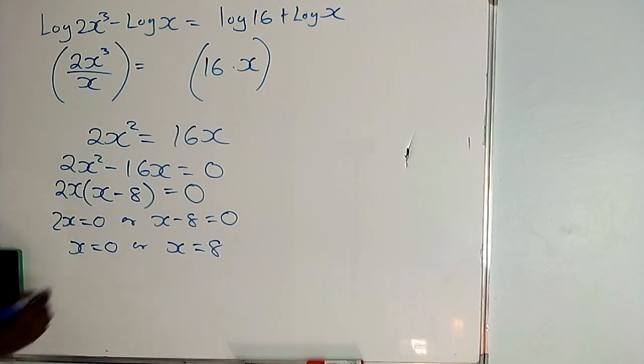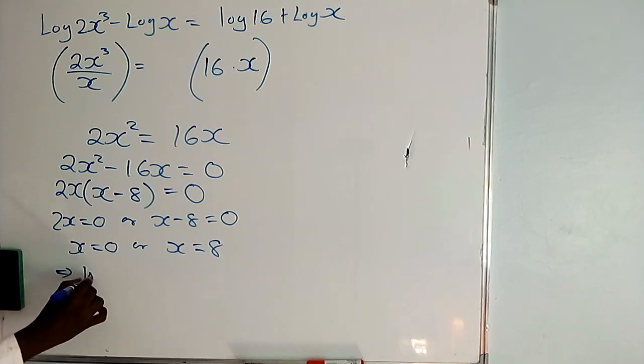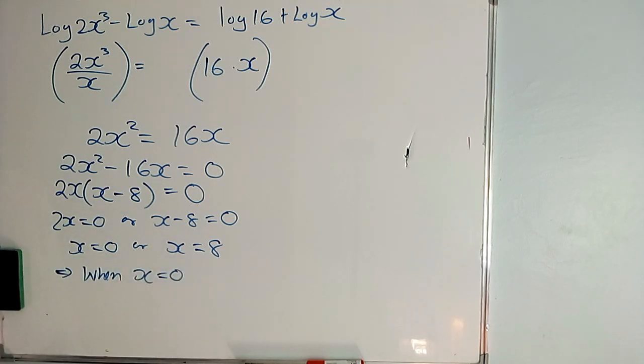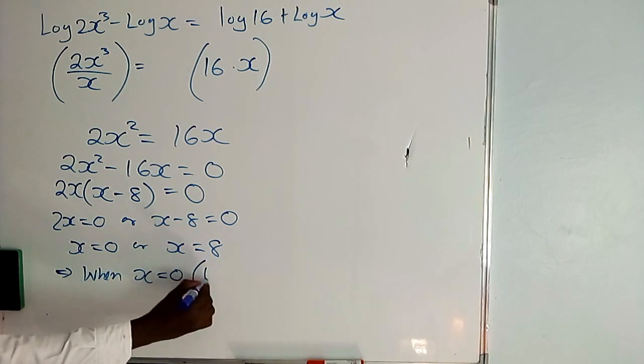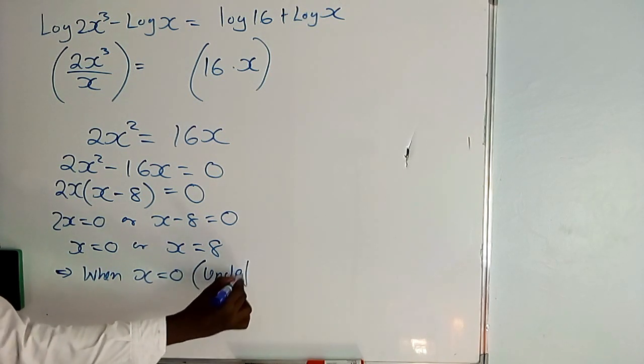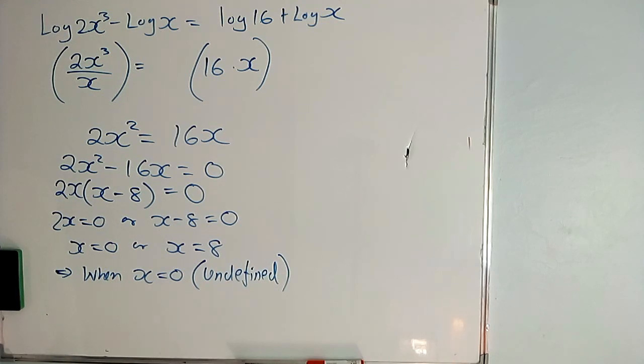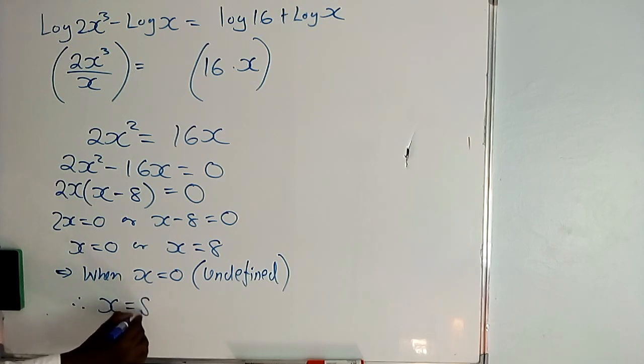Then it implies when, are we together? Tuko pamoja? Yes. When x is equals to 0, then it means the problem is undefined. Are you seeing that? When x is 0, it means it is undefined because there's no log 0. Are we together? It means it is undefined. Then it therefore implies x is equals to 8.